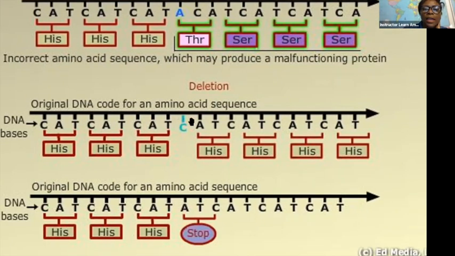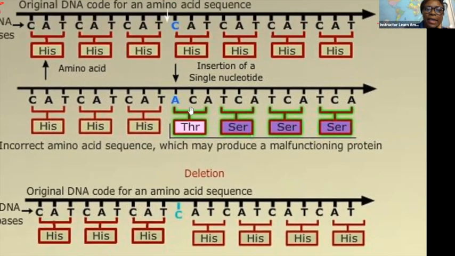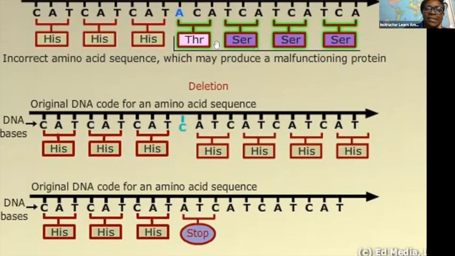Here, in this case, we're going to delete C. Remember our original strand, C-A-T. So let's take a look. What if we were to take the C out? By taking the C out, it shifts from CAT to now ATC, ATC. And in this case, it just so happened that it makes the same amino acid.